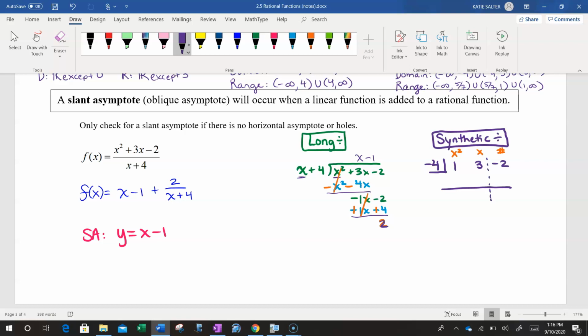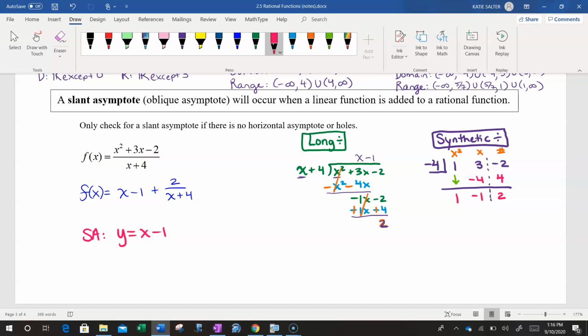All right, so the first step in synthetic division is to drop down the first number. So we drop down the 1. And then we say 1 times whatever's in the box. So 1 times negative 4 is negative 4. But then you add 3 plus negative 4 is negative 1. Negative 1 times negative 4 is positive 4. And then you add negative 2 plus 4 is 2.